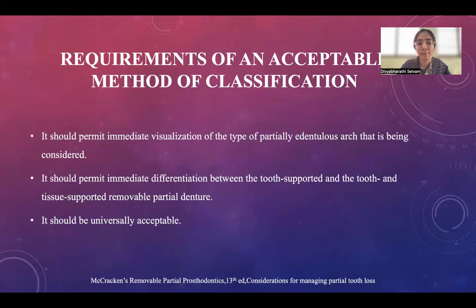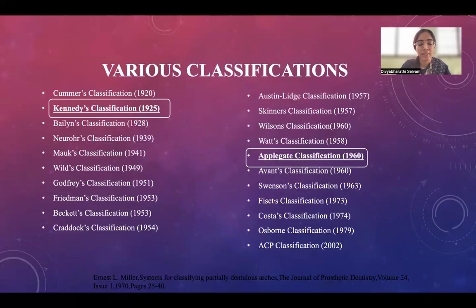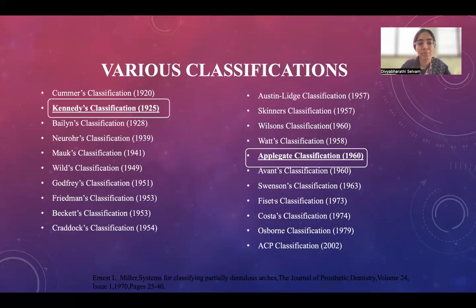Coming to the requirements of an acceptable method of classification, it should permit immediate visualization of the type of partially edentulous arch that is being considered. It should permit immediate differentiation between the tooth-supported and the tooth and tissue-supported prosthesis. It should be universally acceptable. These are the various classifications given by a lot of authors and their corresponding years. Among them, the most acceptable ones are the Kennedy's classification and the Applegate's classification, which is a modification of Kennedy's, which we will be seeing in detail today.